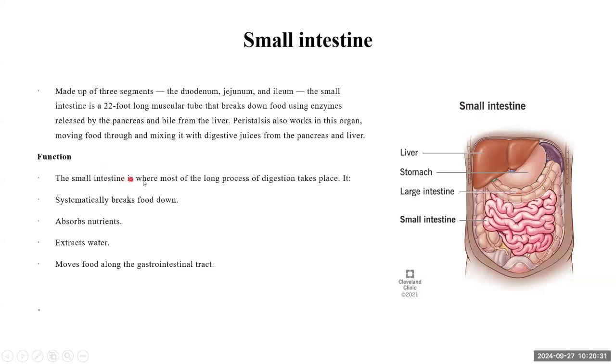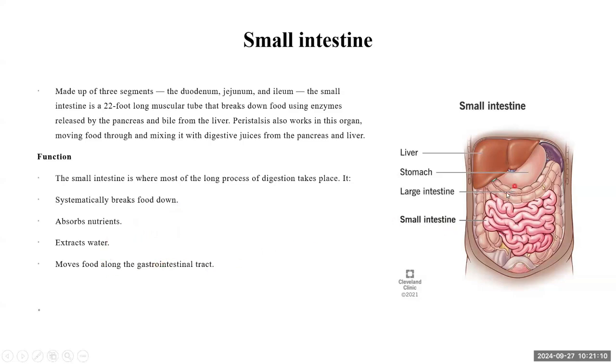The small intestine is where most of the long process of digestion takes place. It systematically breaks down food. Basically, there are different types of micronutrients, like proteins in different segments, which are further digested here. We have lipids that are further digested here. Then the nutrients are absorbed in absorbable form here in the small intestine. It extracts water depending on the need of our body and moves food along the gastrointestinal tract.